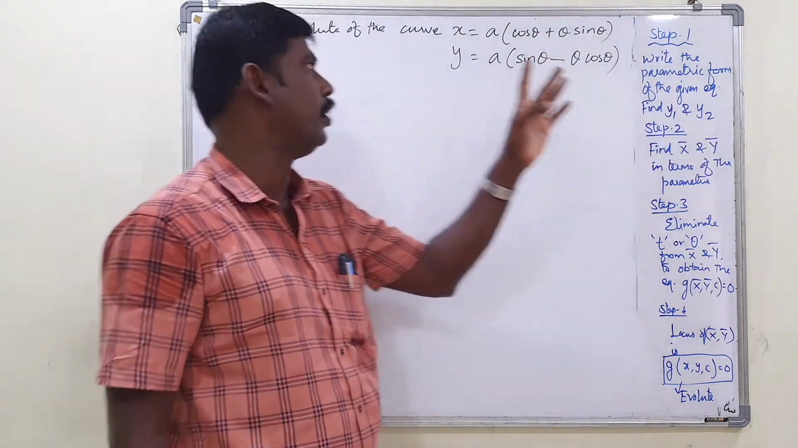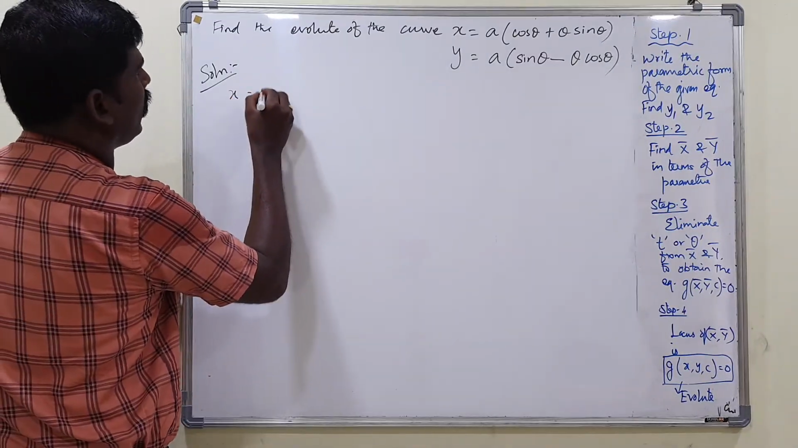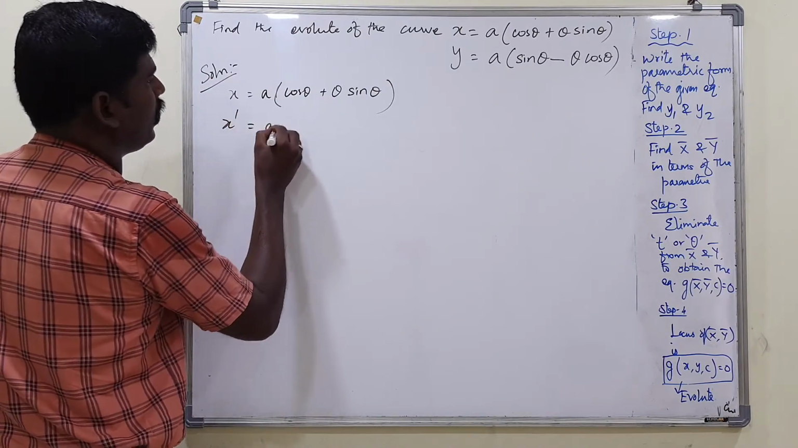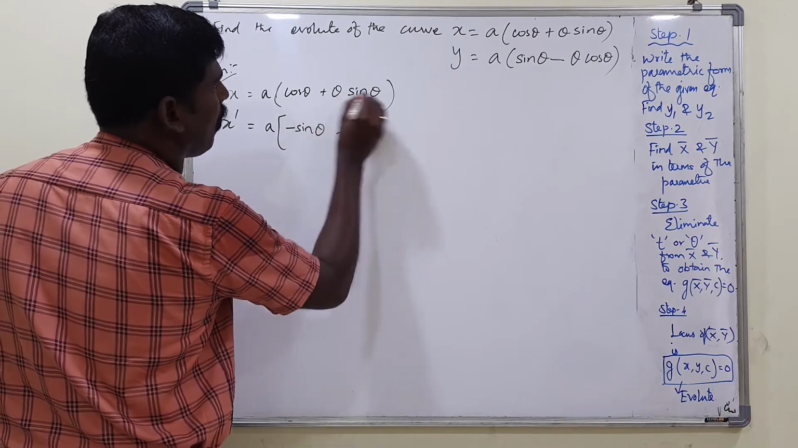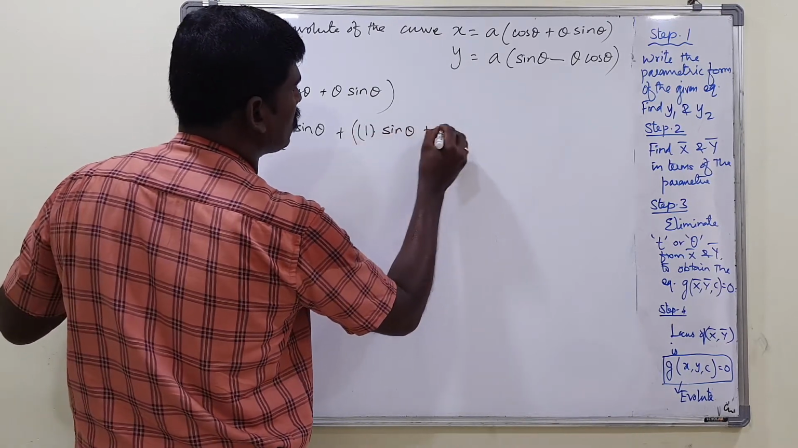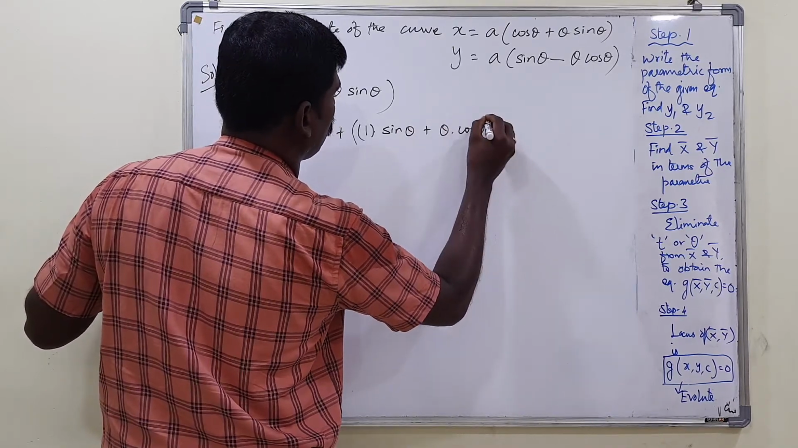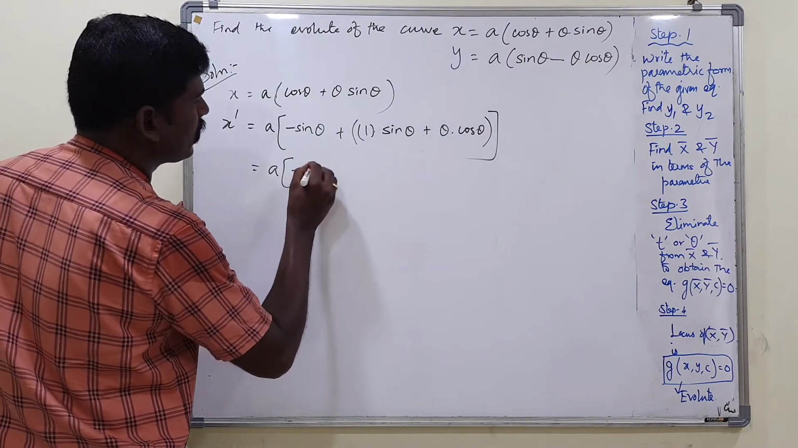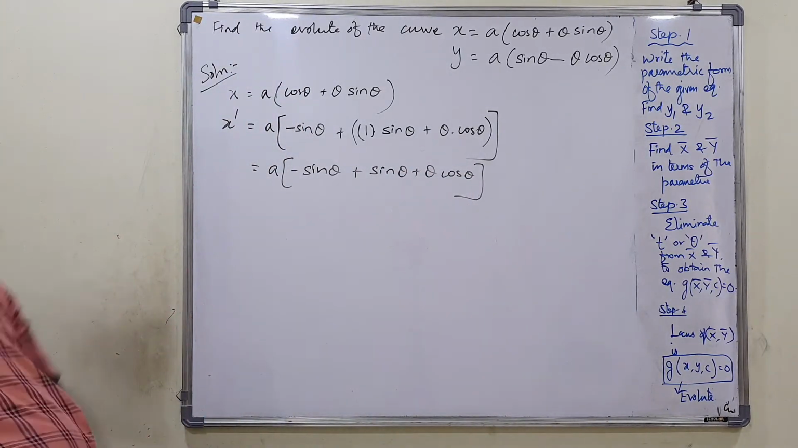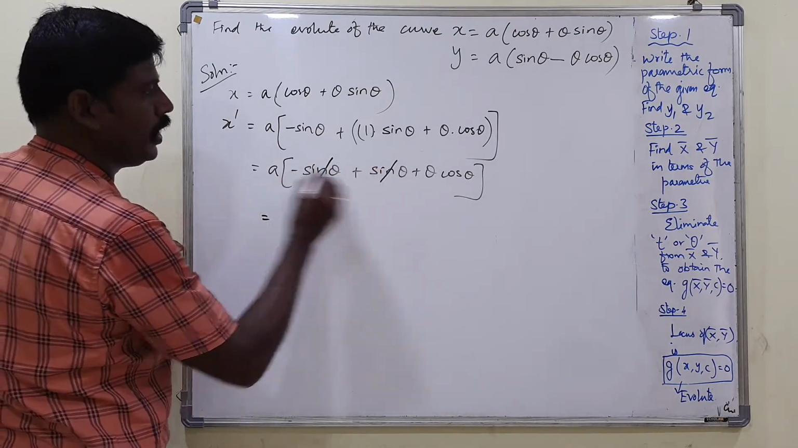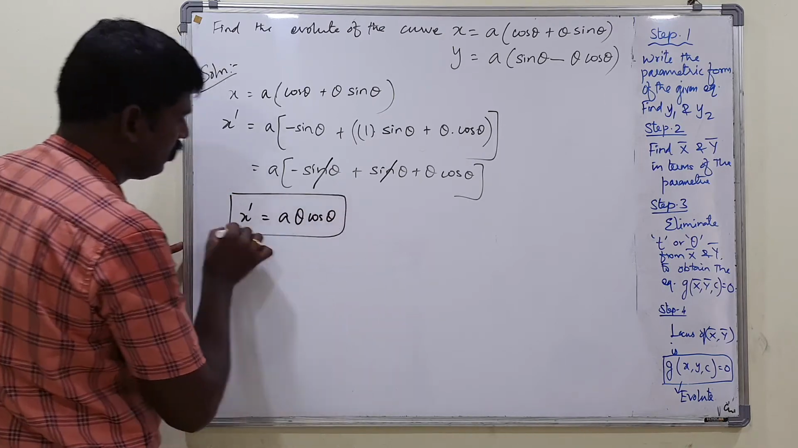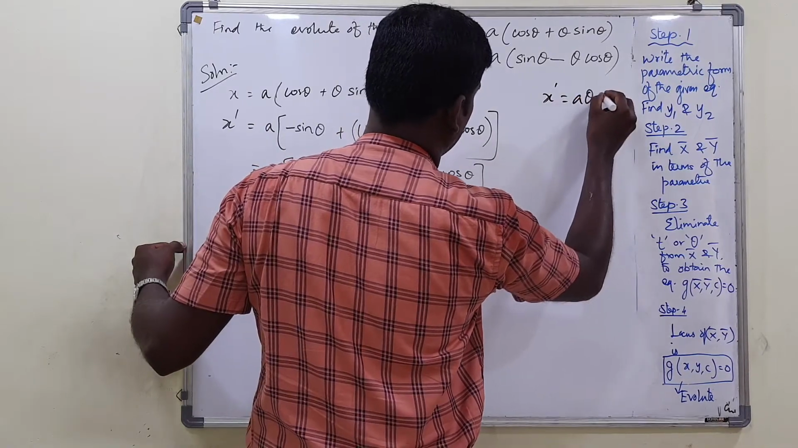So, directly we go for finding y1 and y2 by taking the derivative with respect to theta. So, x is equal to a into cos theta plus theta sin theta. What is dx by d theta? a into, the derivative of cos theta is minus sin theta, plus applying the product rule between the two: the derivative of theta is 1, 1 into sin theta plus theta into the derivative of sin theta, which is cos theta. That is equal to a into minus sin theta plus sin theta plus theta cos theta. We can cancel the minus sin theta with the plus sin theta. That is equal to a into theta cos theta. So x dash is equal to a theta cos theta.